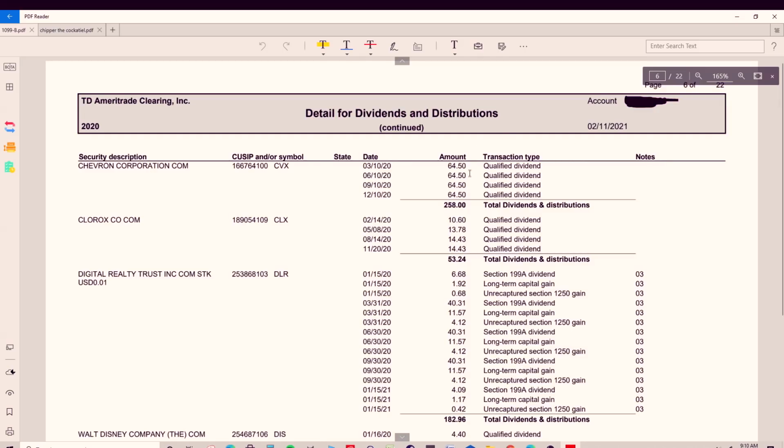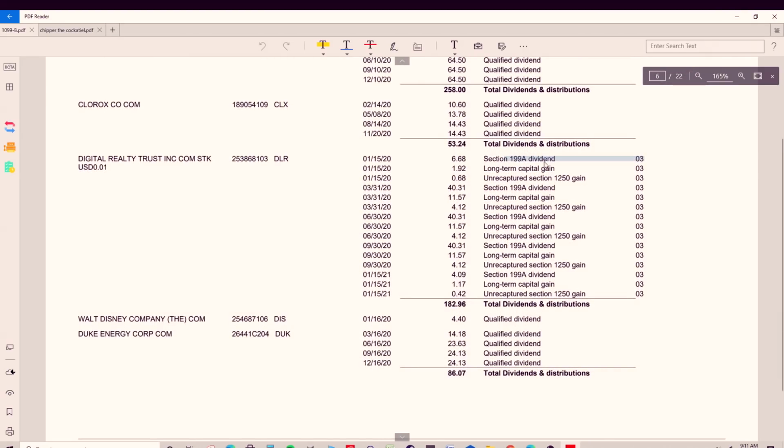However, there are two things I want to point out. As you can see here, this is Digital Realty Trust, and this has Section 199A dividends. So this is one of the REITs that I mentioned earlier where those Section 199A dividends are coming from. You can see these are the investments that are leading to that amount of $519 I saw at the start of this statement.